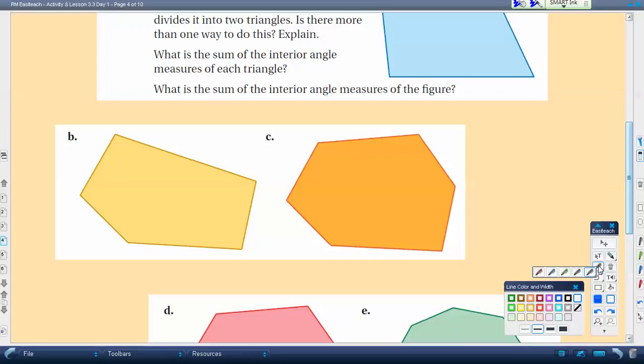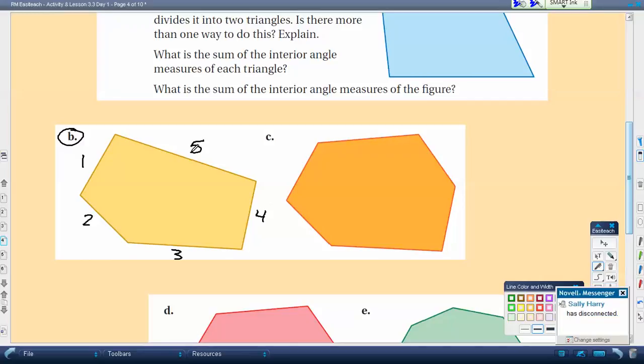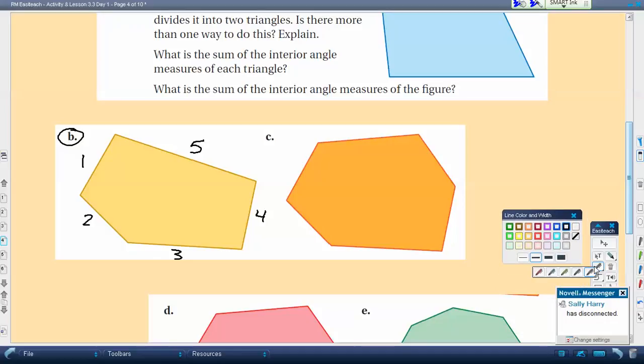And if I take this figure here in figure B, and I take a look at how many sides it has, this has 1, 2, 3, 4, 5 sides. It would be considered a pentagon. So if we think about how many triangles we can divide this up into, this is what you did in class in the practice journal, if you were in class for this.